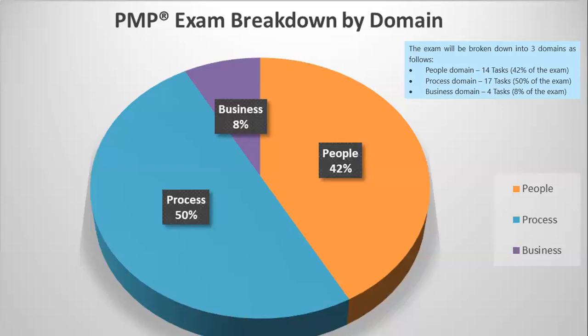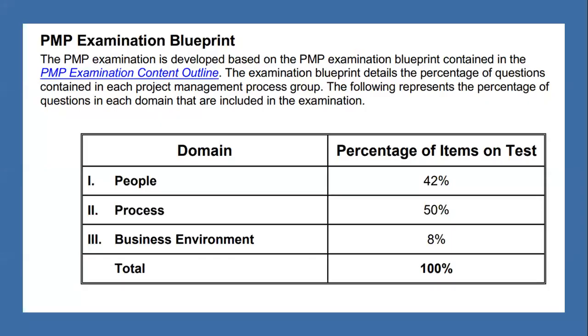The process domain is all about process. People domain, of course, is about people interactions. And the business domain is all about being aware of what is happening in the environment around you and how you should respond. So that's the exam: people, process, business.